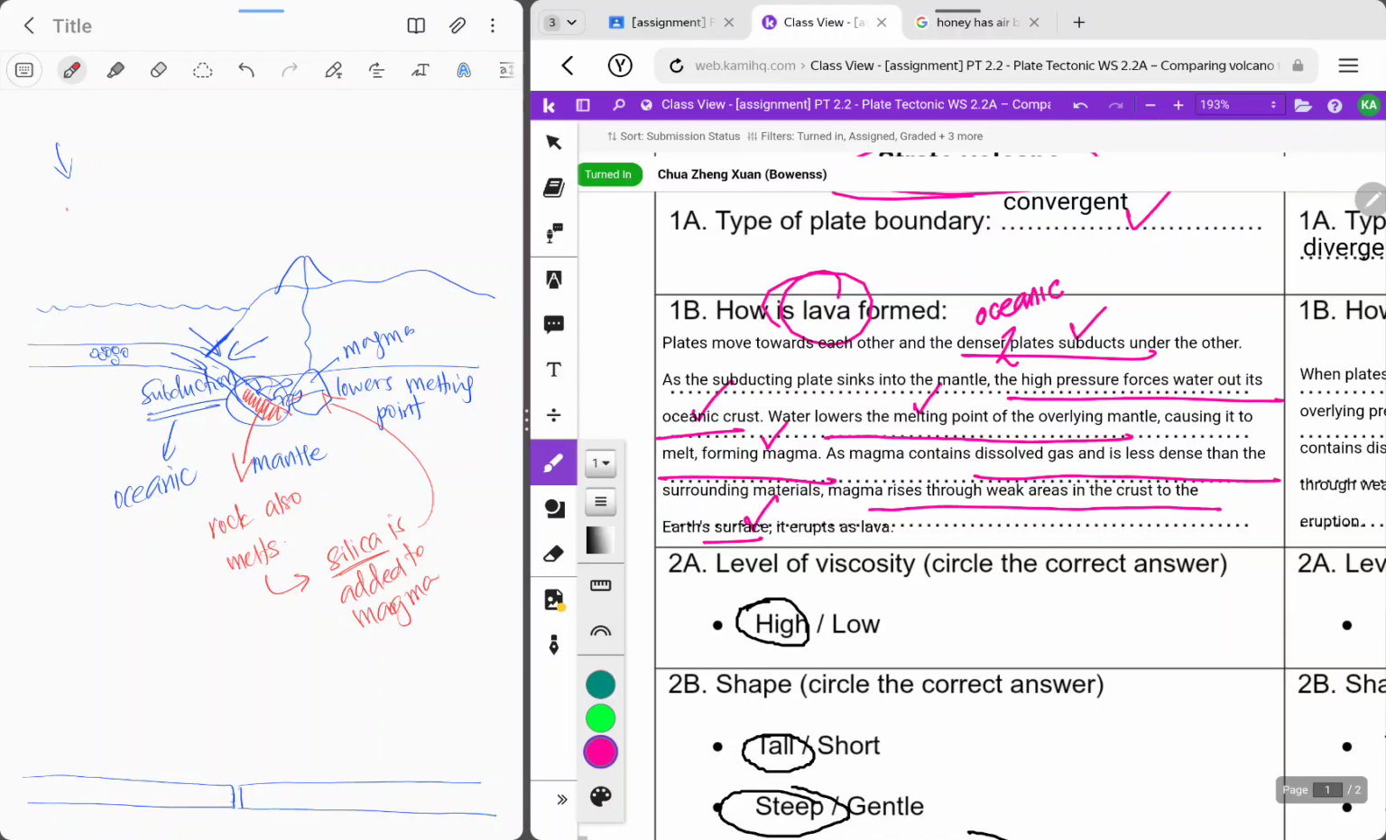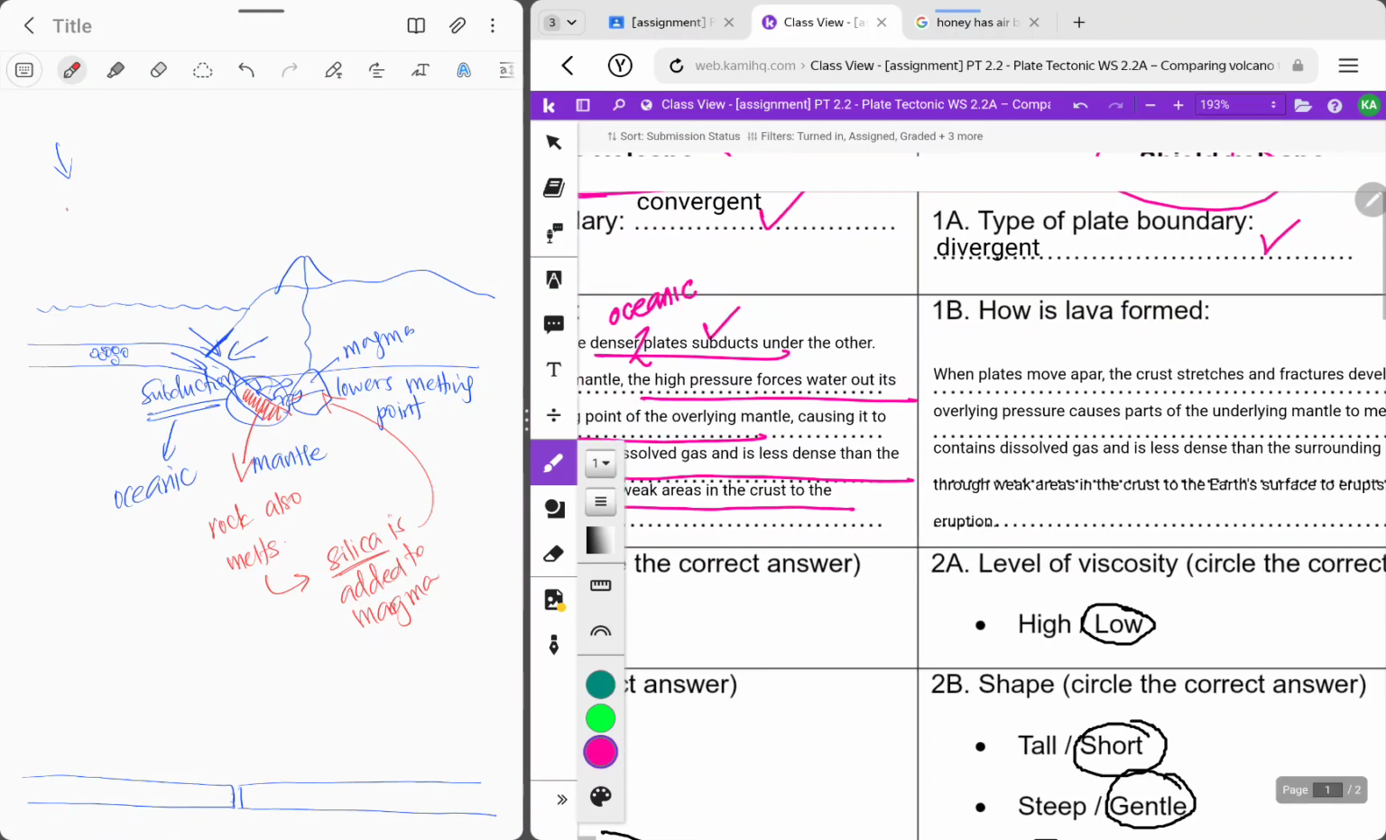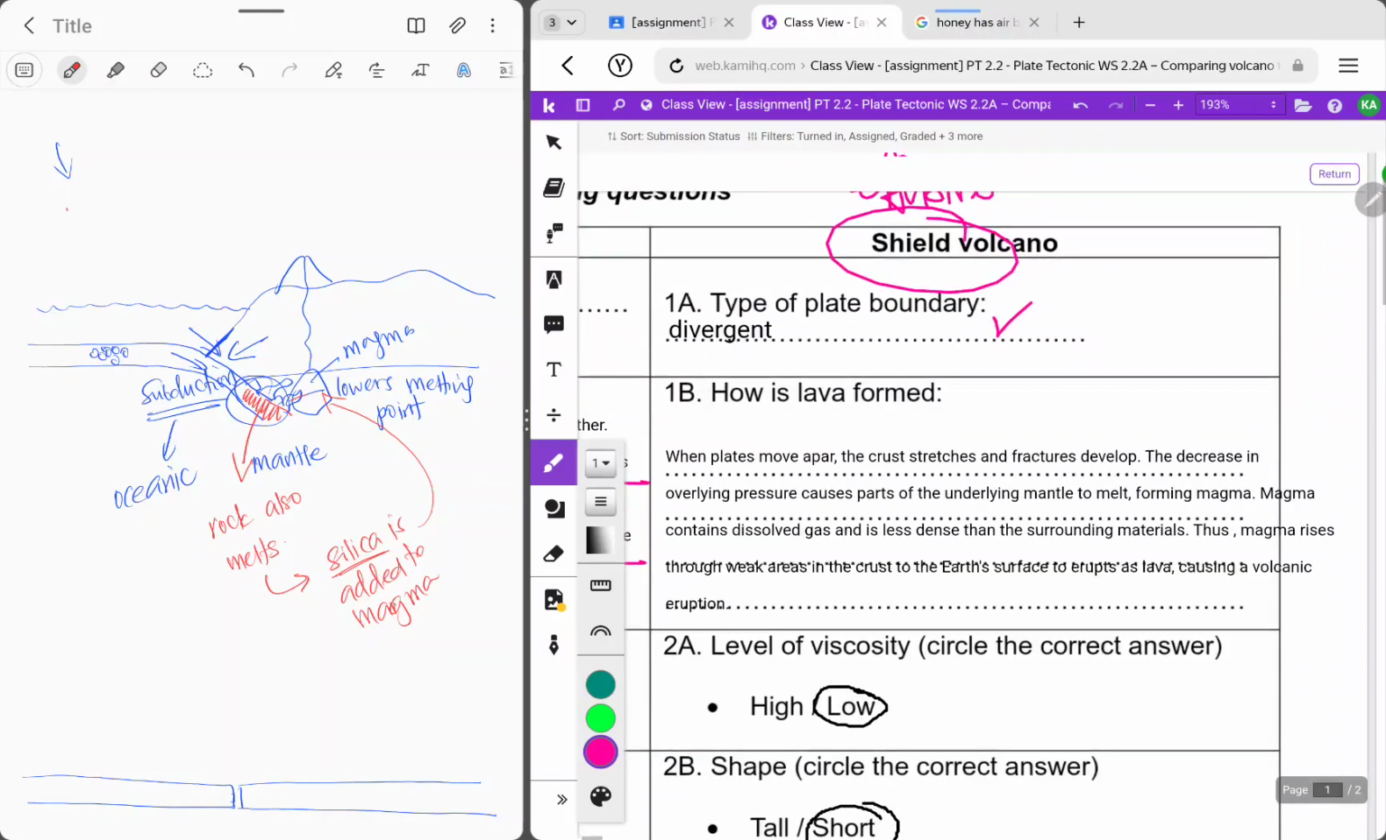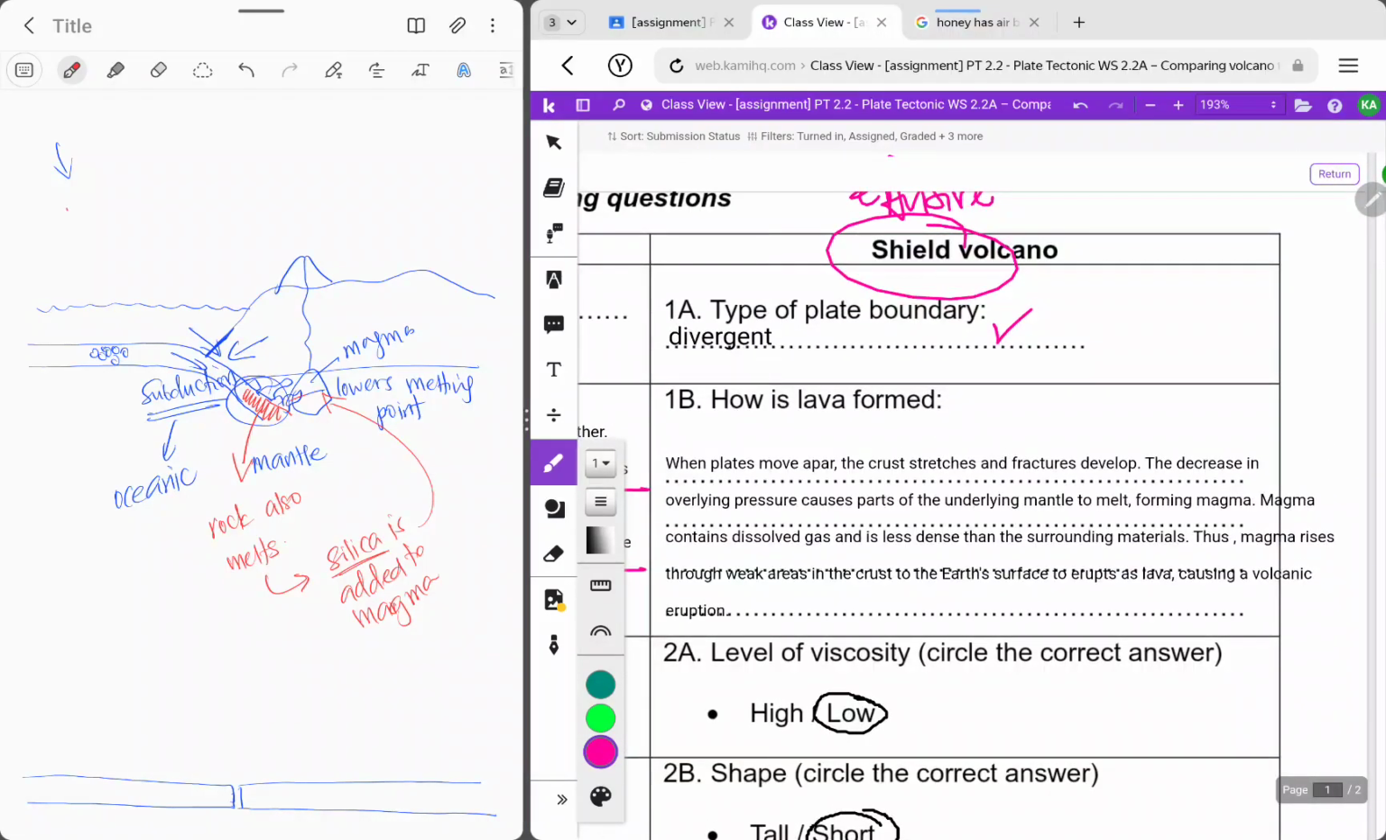This is important. I know right now it's not exactly required for this question, but I would like you to record this down anyway, because it will add to why the lava is so different between a convergent and a divergent boundary. So then we move on to the divergent boundary, where we find this thing called the shield volcano.